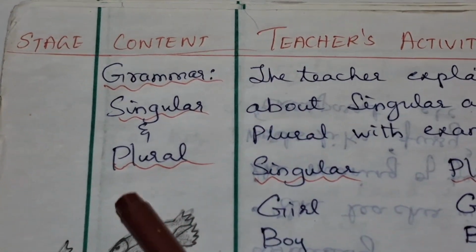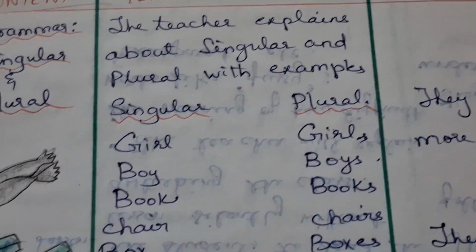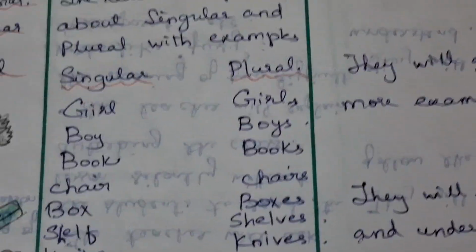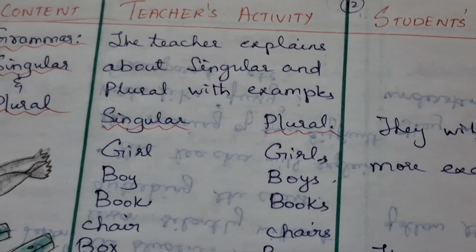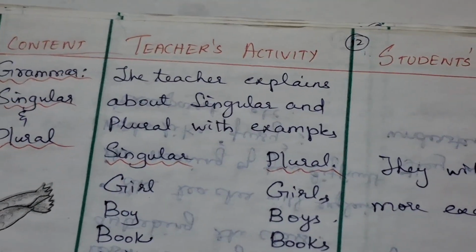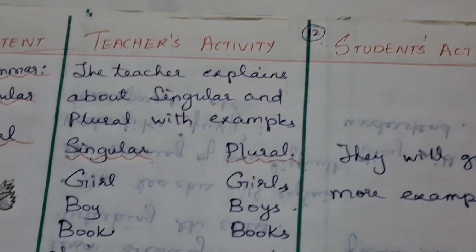Then the next part is grammar, singular and plural. You have to do the grammar part from the lesson. The teacher explains about singular and plural with examples: girl, girls, boy, boys. They give examples of what things are available in the classroom. The teacher will give more examples. They will listen and understand, so they'll come to know what is singular and plural.